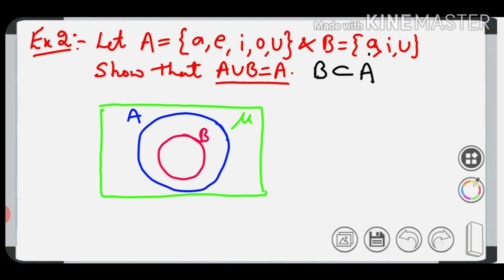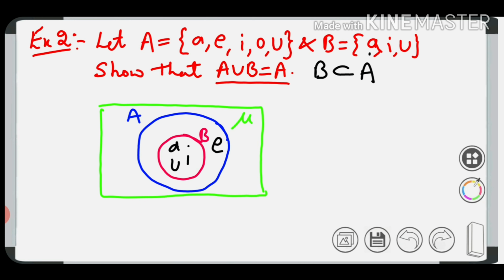Now we have to fill the elements. First the B elements, that is a, i, u. These three elements in B we have to fill, and after that in A there are e and o also. So outside B, inside A we have to fill e and o also.